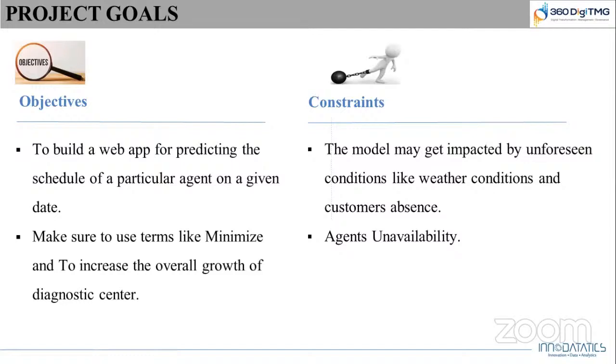Our main objective is to build a web application for predicting the schedule of a particular agent on a given date, and to minimize loss and increase the overall growth of the diagnostic center. It is our main project aim. During our project, we found there are a few constraints. That is, the model may get impacted by unforeseen conditions like weather conditions, the customer's absence and agents' unavailability.